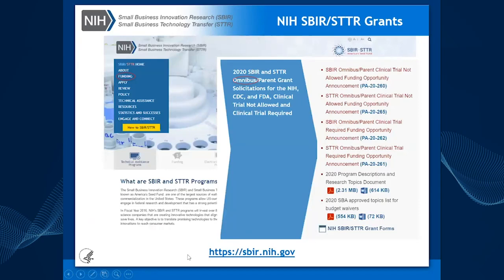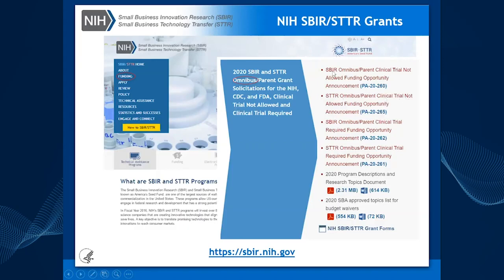Finally, I want to encourage everyone to go to the sbir.nih.gov website. Here's the HTML link. Click on funding, which is in the red dot here, and click on the omnibus submenu for that, and you'll see the different funding opportunity announcements. You can see that there's a variant where the clinical trial is required, and you can see there's a variant where the clinical trial is not allowed.